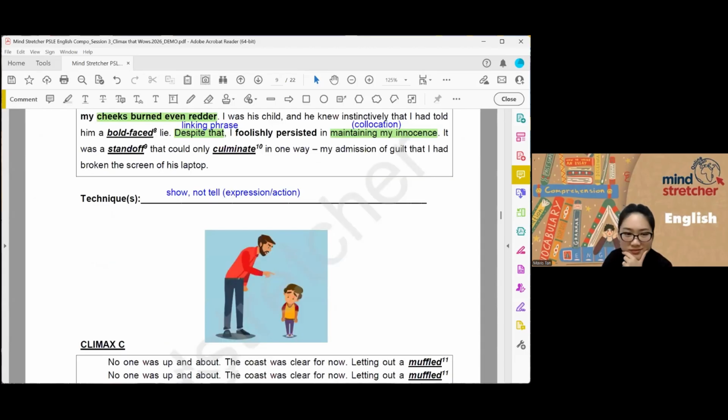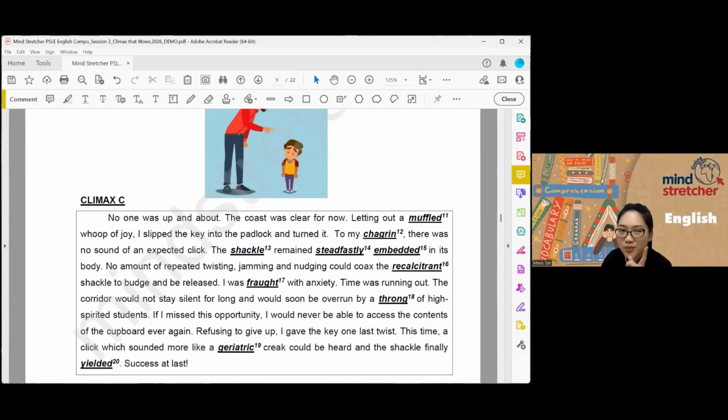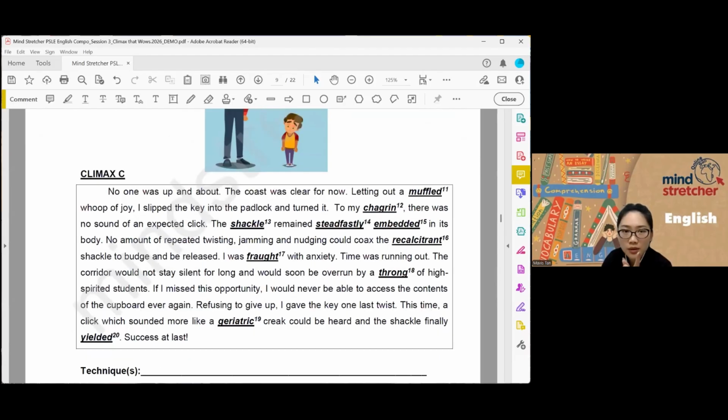Last one. Dramatic short sentence. No one was up and about. Means there was no movement. There was no one. The coast was clear for now. Can somebody tell me why these two short sentences are effective?